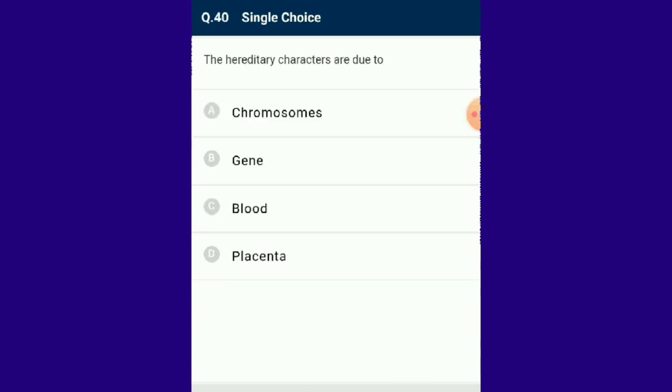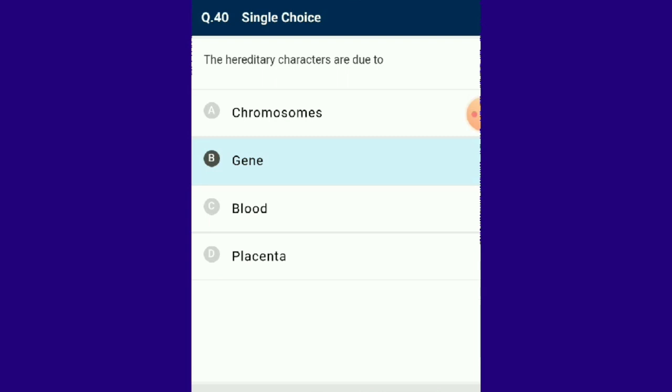Question number 40. The hereditary characters are due to. The phenomenon of heredity, also known as inheritance or biological inheritance, is the passing of traits from parents to the offspring, either through sexual reproduction or asexual reproduction. The offspring cells or organisms acquire the genetic information of their parents. Gene is the sequence of DNA that carries information from parents to offspring. So the answer is option B, gene.